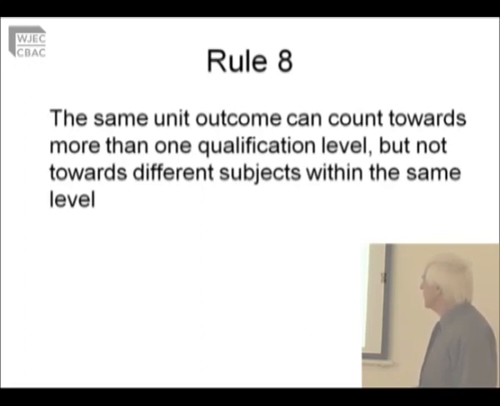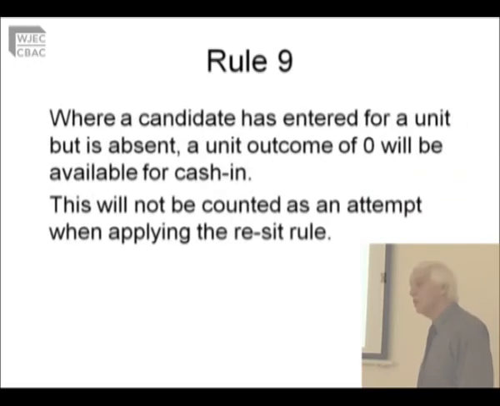Rule 9, where a candidate has entered for a unit but is absent, we will give them 0, and that will be available for the cash-in. So they've done all the units in theory, they've entered for all the units, it's just that on the particular day they fell over and broke a leg and didn't make it to the exam, or whatever, they were absent. We will count that as 0, but what we will not do is count that as an attempt, because they didn't actually get to the exam and do anything. So when it comes to counting how many goes they've had, it won't count.